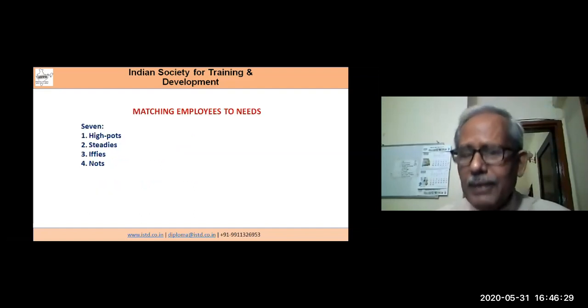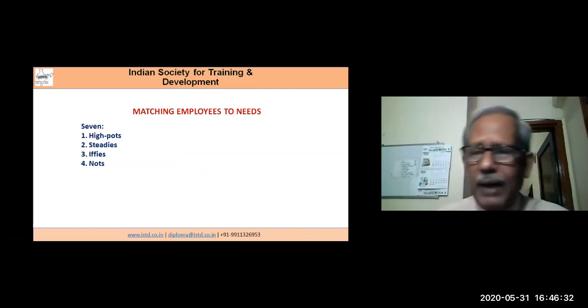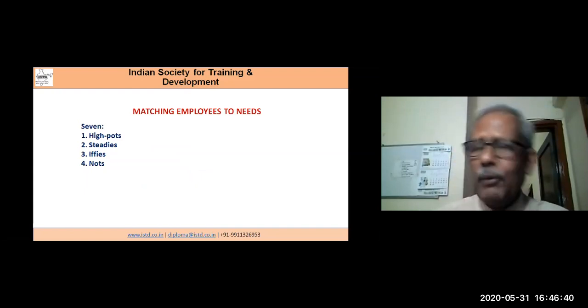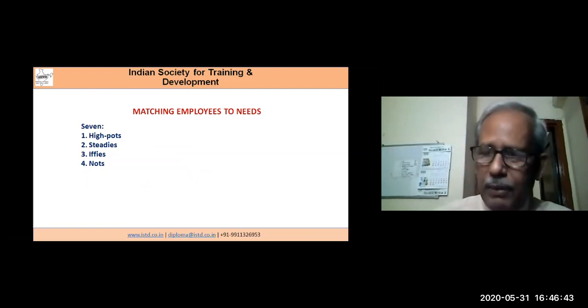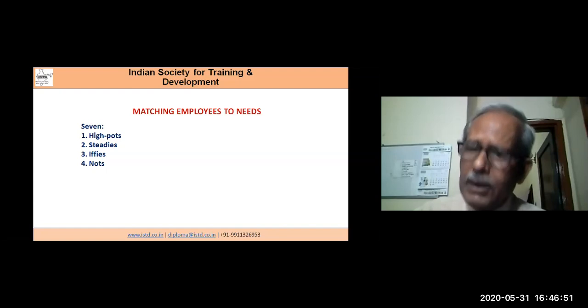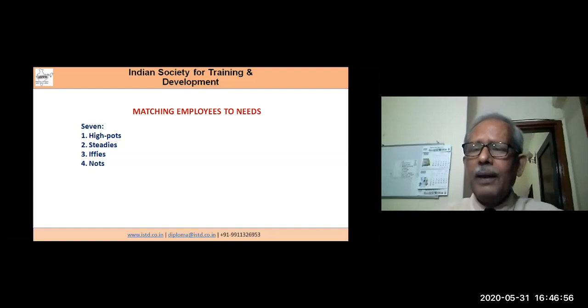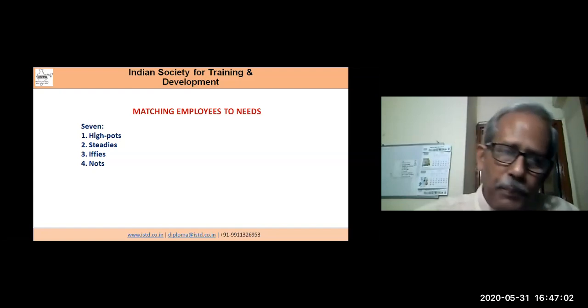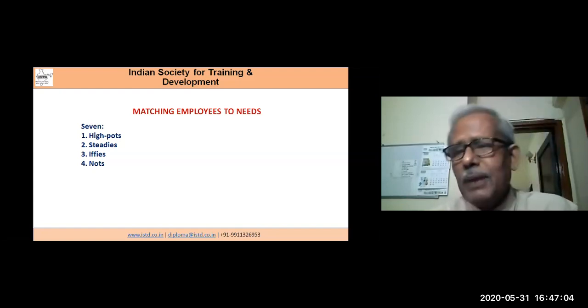Matching employees to needs. Yes, you'll find different kinds of people. The attitude of the people is different in the organization. So you see in what category these people generally fall. There are the high potential people. There are some people who have got high potential, and high potential people you can always consider using in any area where they have the potential. You can always keep them in hand and use them whenever needed.